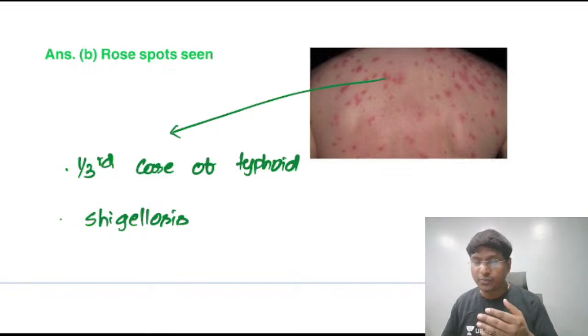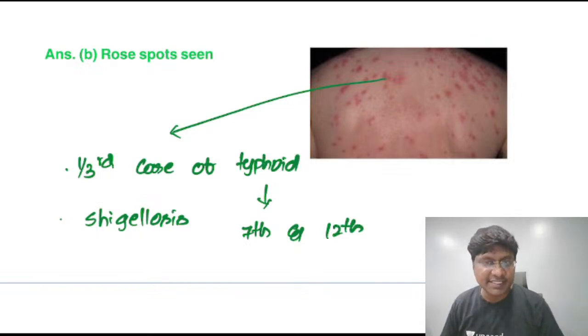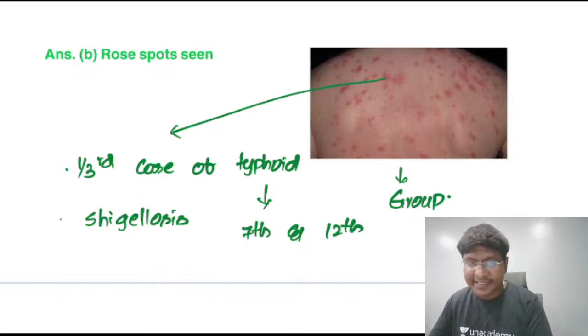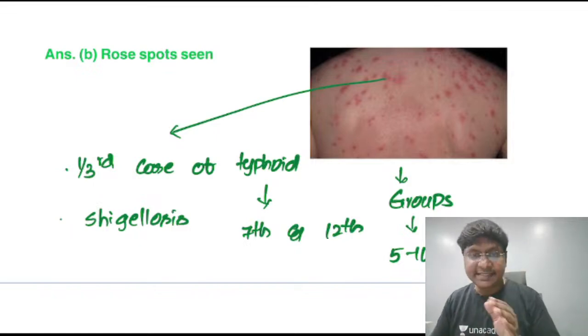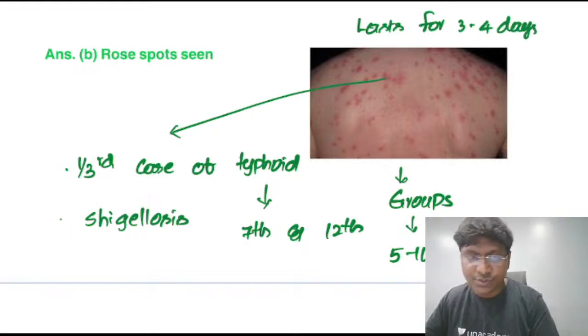And when do these rose spots appear in typhoid fever? They appear as a rash, between the 7th and the 12th day from the onset of symptoms. They appear in groups of nearly 5 to 10 lesions. They are seen over the upper back, the lower chest or the upper abdomen. Whenever they appear, they last for 3 to 4 days. That is your rose spots.